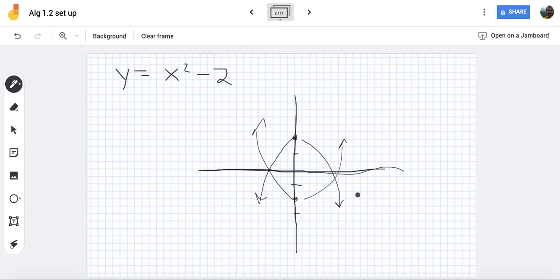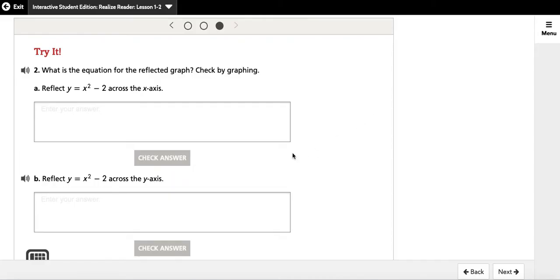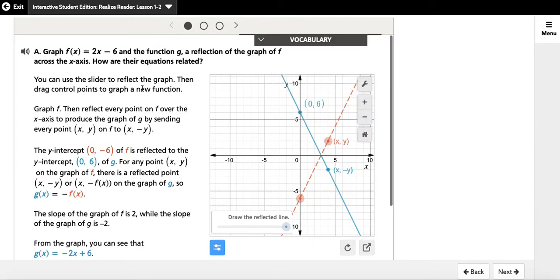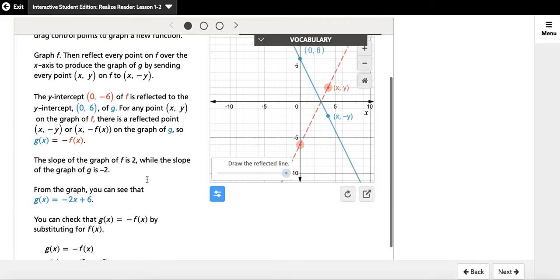Now, how do we come up with the equation for that? Well, if you recall, when it's reflection about the x-axis, I can go back a couple screens to help refresh our memory. Reflection about the x-axis, that was this first one. That's where they just negated the whole function. So I'm going to negate the whole function.